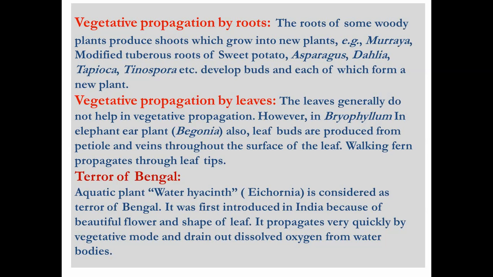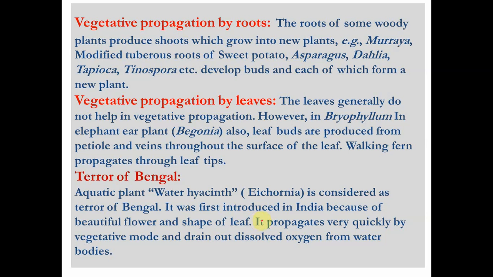It's information we have already discussed. By leaves in bryophyllum and begonia, same thing. Now there is one more important point which I regularly ask you in an examination. Here it is, terror of Bengal. Now what is terror of Bengal? It is a common name of an aquatic plant called water hyacinth. Its scientific name is Eichhornia. It is an aquatic plant. It is considered as a terror of Bengal.